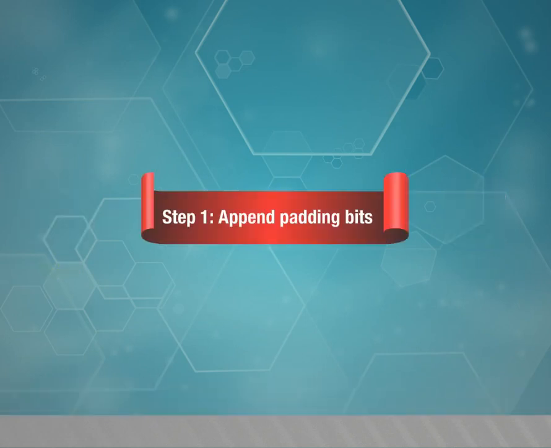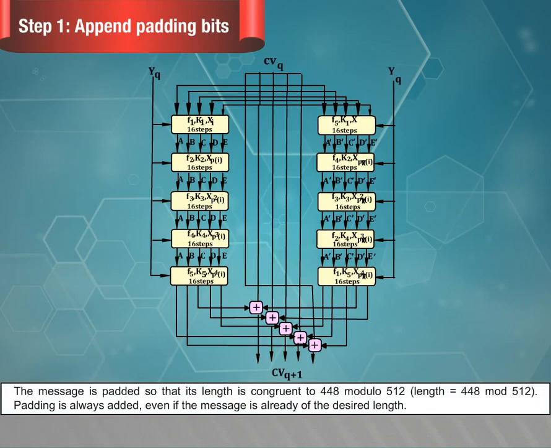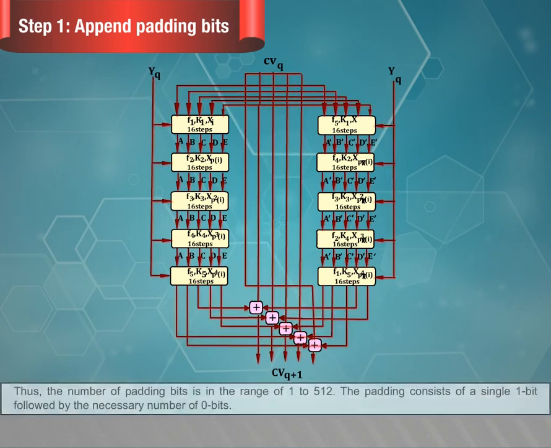Step 1. Append padding bits. The message is padded so that its length is congruent to 448 modulo 512, that is, length ≡ 448 mod 512. Padding is always added even if the message is already of the desired length. Thus, the number of padding bits is in the range of 1 to 512. The padding consists of a single 1 bit followed by the necessary number of 0 bits.